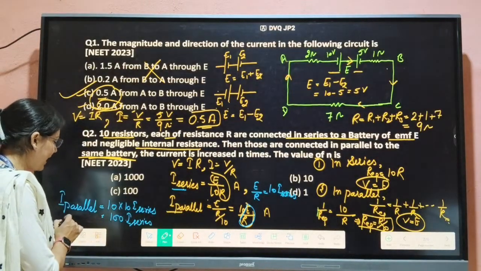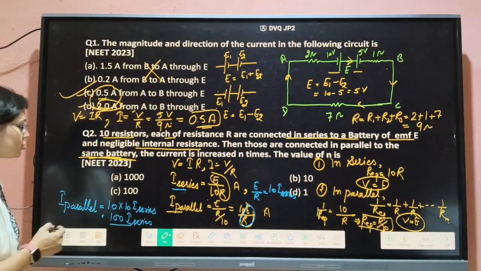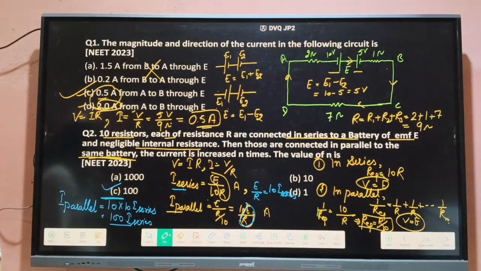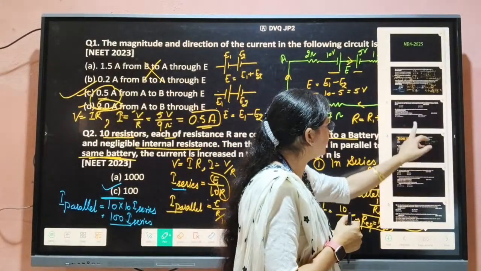So here the right option will be I parallel equal to 100 times of the series current. So the right option will be our C only of this question. Okay. This is also our previous year's question of the NEET. So next question we will discuss beta.